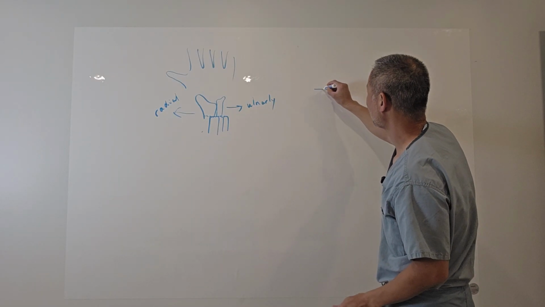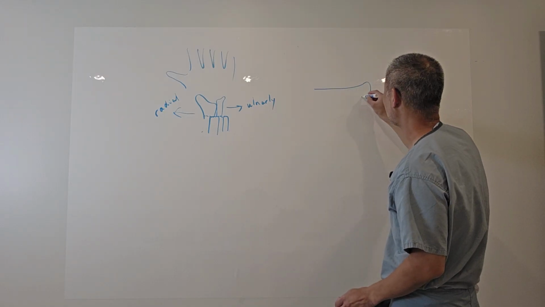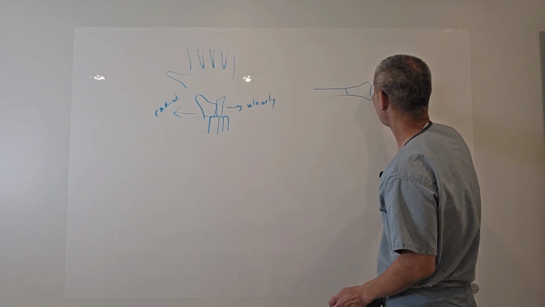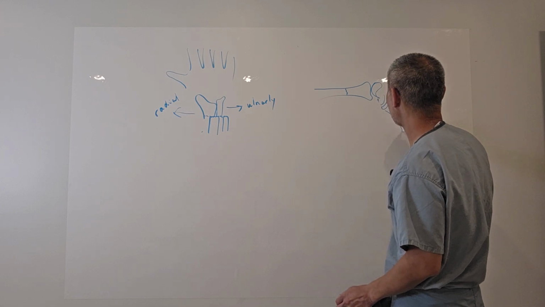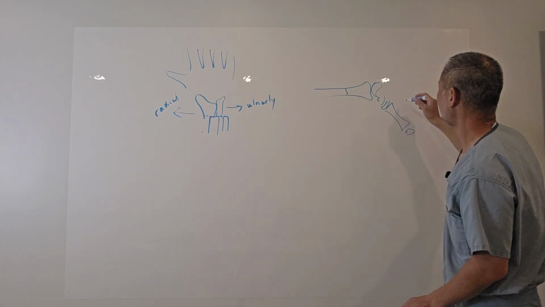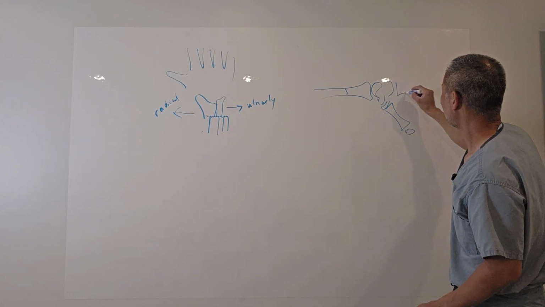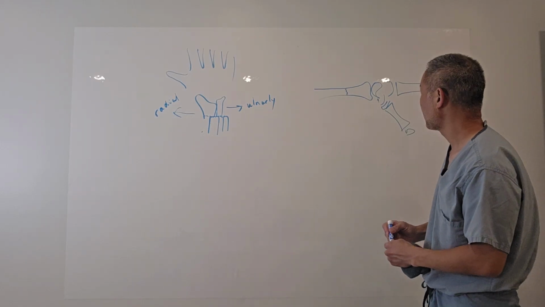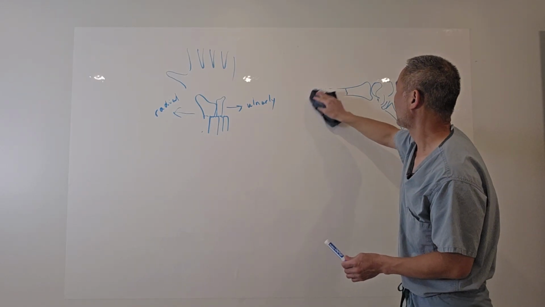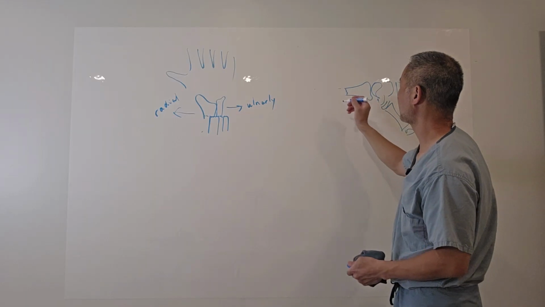Let's take a radius on a side view. It looks something like this. And, just to make it a little easier, your thumb is over here and your metacarpal is here. Let's take the example in which, again, we fracture and it displaces this way.